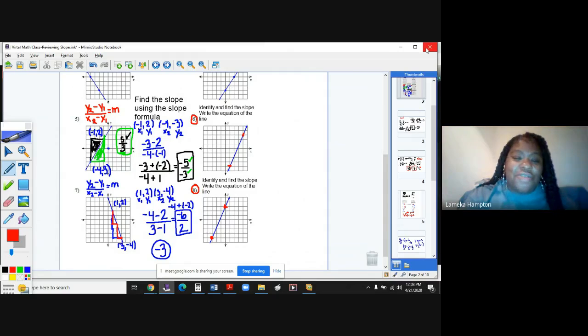All right. So hopefully you all have had an opportunity to look at these graphs and that you'll have an opportunity to identify and find the slope, and you will write the equation of the line. We will go over this tomorrow, and I want to wrap this up because this week I really want to go over factoring quadratics and using the quadratic formula and multiplying binomials or FOIL.